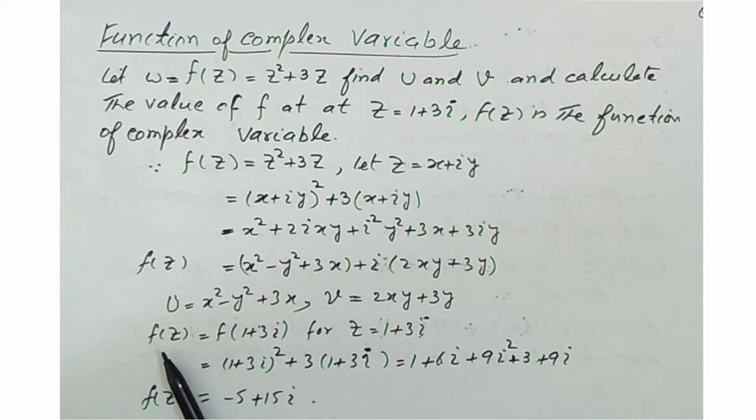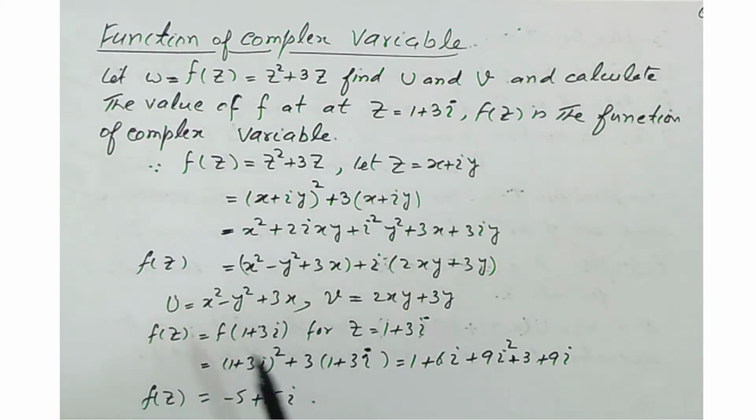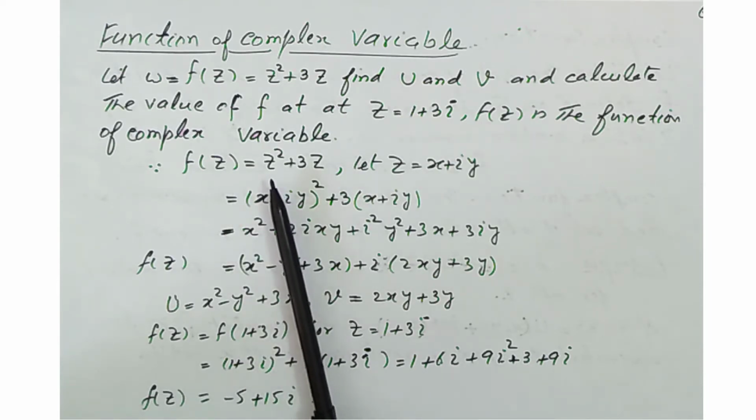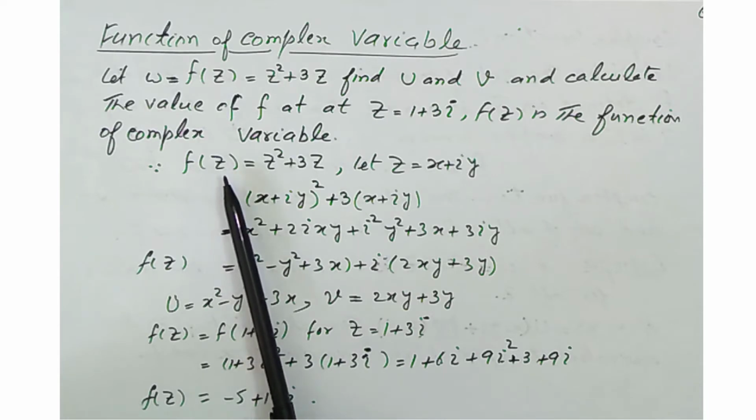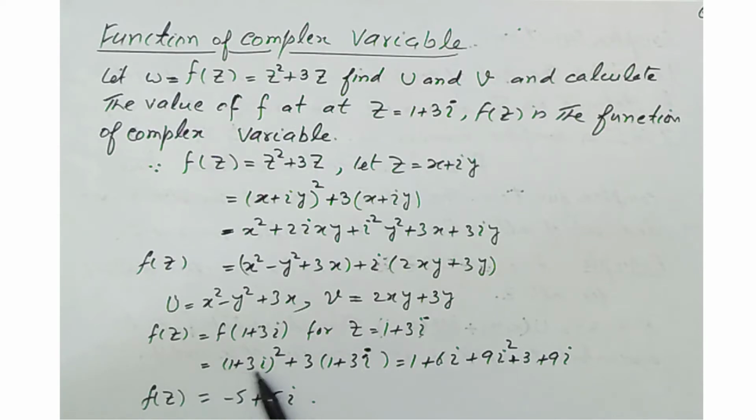Now the other part is f of 1 plus 3 iota. We have to find the value of the function f at z equal to 1 plus 3 iota. So here we put z equal to 1 plus 3 iota. Now the function is f of z equal to z square plus 3z. Here we put 1 plus 3 iota in both places. This becomes (1 plus 3 iota) square plus 3 into (1 plus 3 iota). Now expanding the square and after simplification this becomes minus 5 plus 15 iota. So f of z equal to minus 5 plus 15 iota.